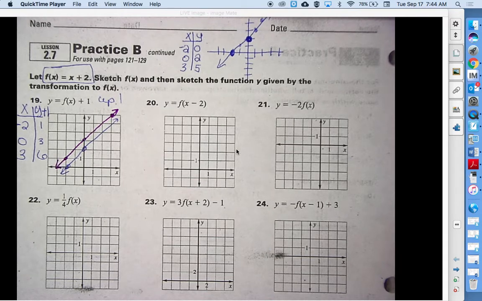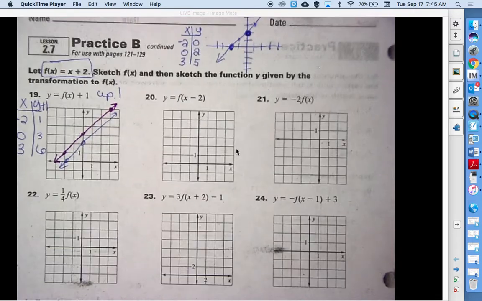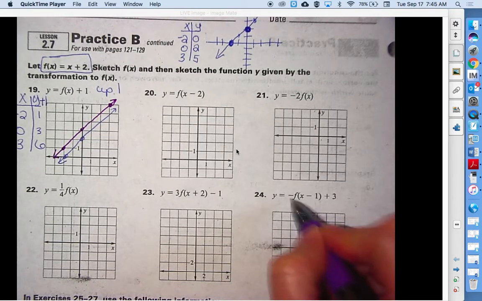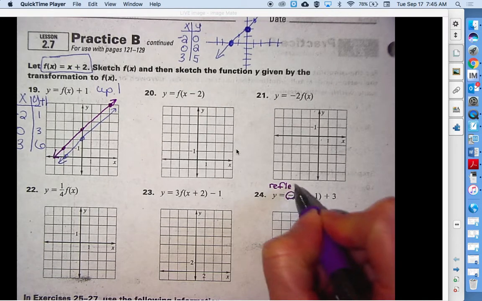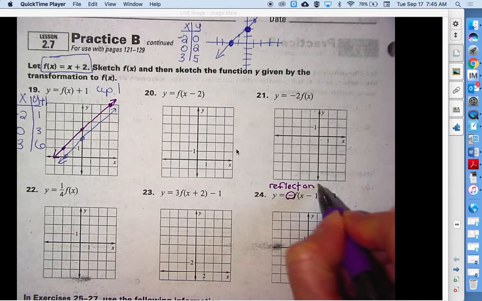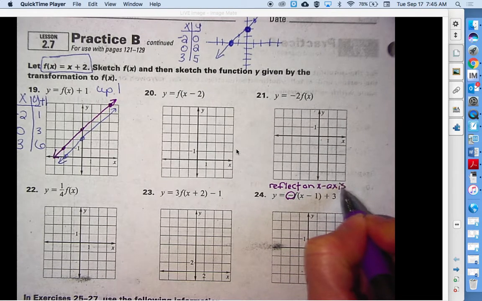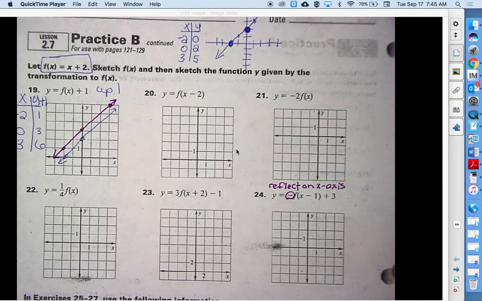So looking at 24, 24 says we have negative f of x minus 1 plus 3. So before we even graph it, who can just describe what's going to happen with the graph? Jack, what's going to happen with this graph? It's going to flip, a reflection on the x-axis. Yeah, so flip, reflect, either one of those. Go right 1. Good. So the negative part makes it flip down.